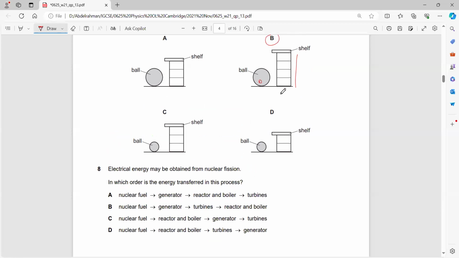Electrical energy may be obtained from nuclear fission. In which order is the energy transferred in the process? Nuclear fuel. Can it go directly into a generator? No, it cannot go direct. Nuclear fuel into a reactor, and then the turbines, and then the generator. Turbines rotate the generator. So it is D, 8D.